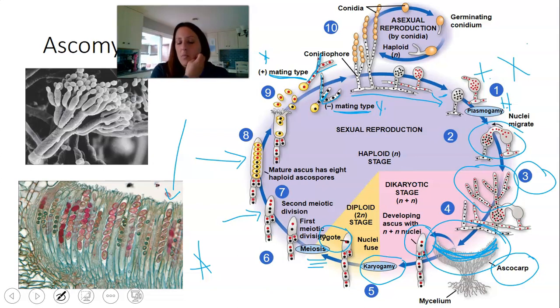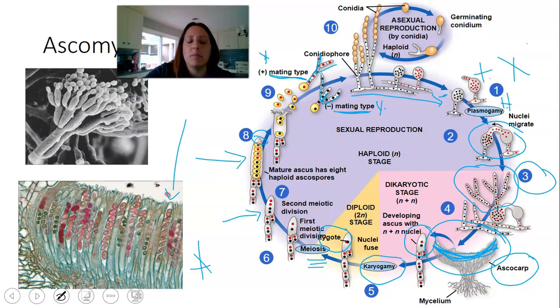Okay. When conditions are favorable and those spores have matured, they're going to be flung from the ascocarp. So this will open right up and they get flung out. Where they land, they're going to start to germinate and grow. And again, the cycle continues.